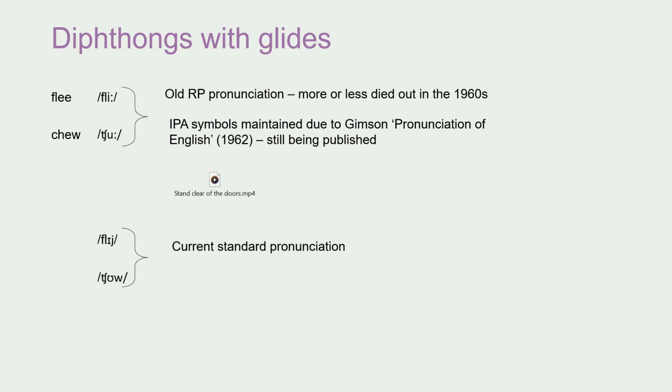Instead of flee, it's flee. And chew is chew. Okay? Very different pronunciations. And this is the current standard British pronunciation. Okay? These are then vowels that end in a glide. They involve a movement of your tongue to produce them. So they're not monophthongs, but they're still vowels, even though they involve these glides.